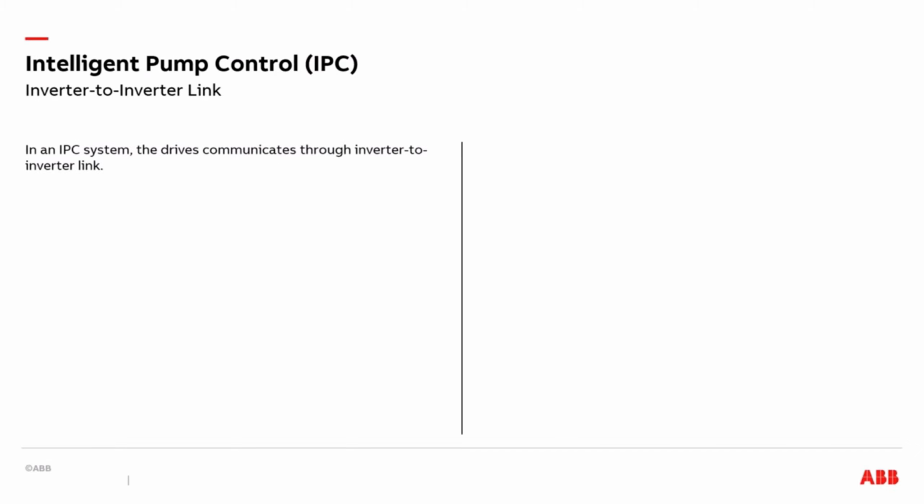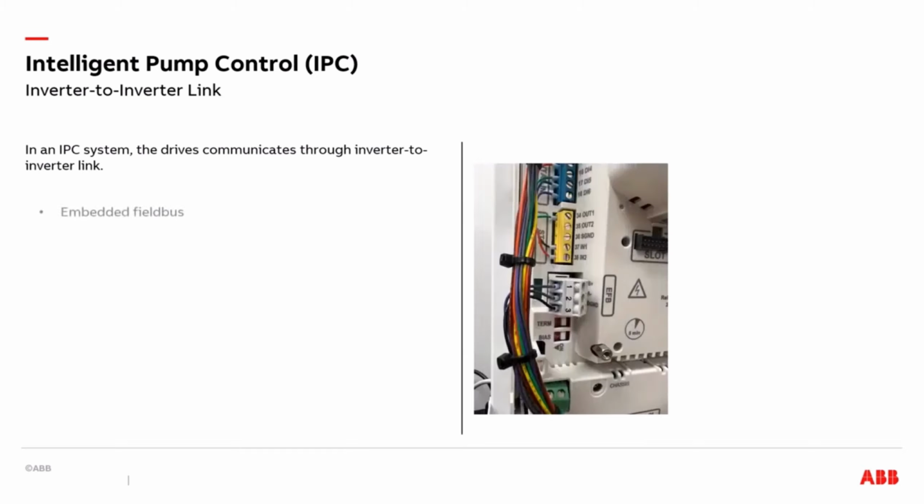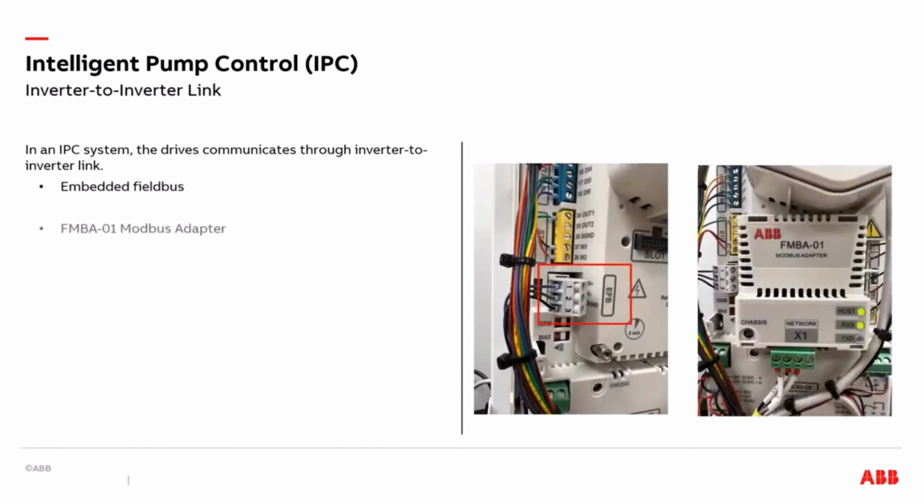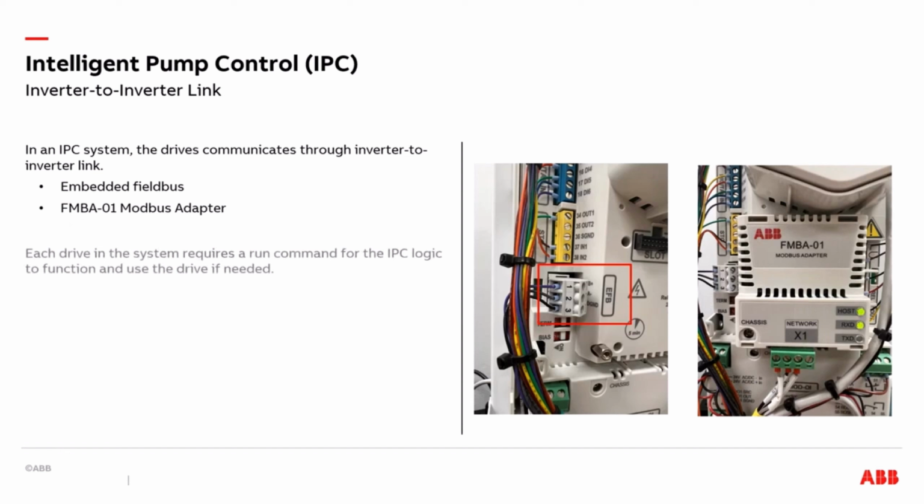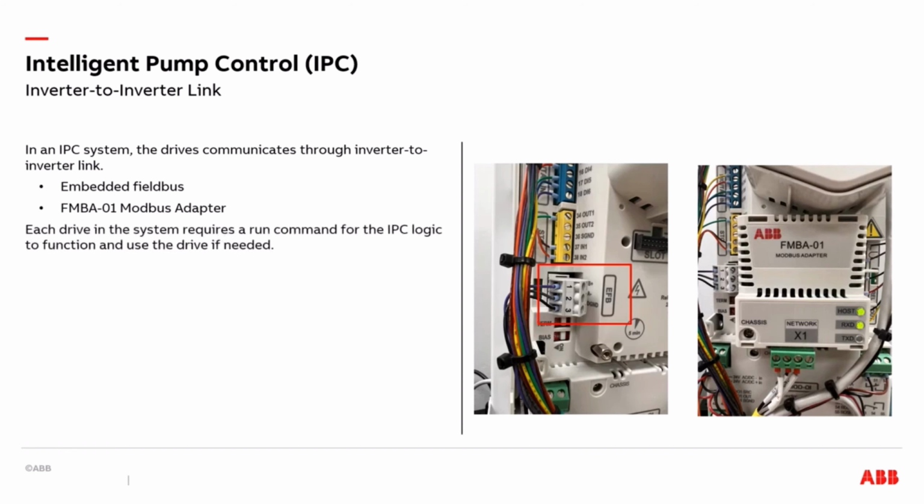In an intelligent pump control system, the drives communicate through an inverter-to-inverter link. This can be done through the embedded fieldbus terminal on each individual drive, or it can be done through an ABB ACH580 Modbus adapter module. Each drive in the system requires a run command for the IPC logic to function and to use the drive if needed. By default, this is in auto mode.